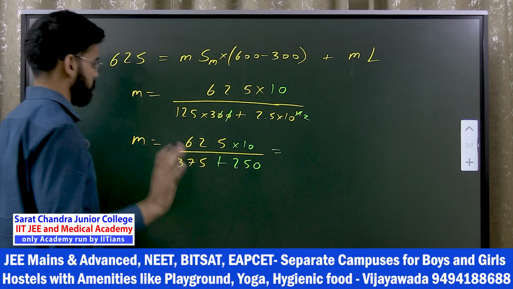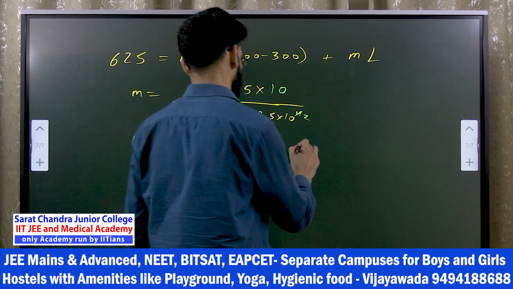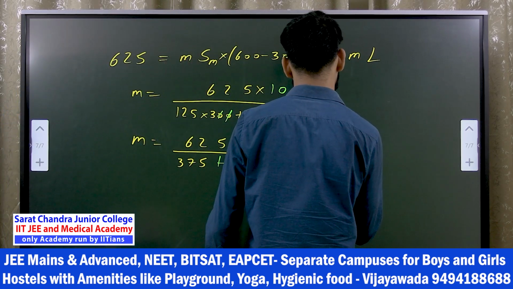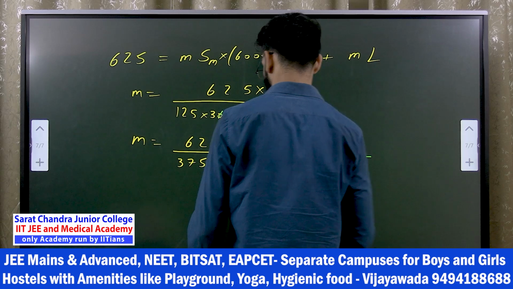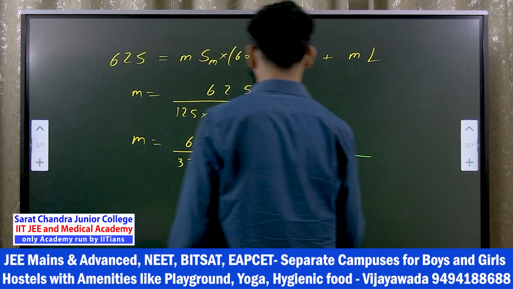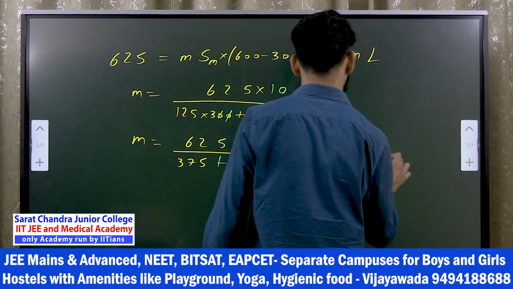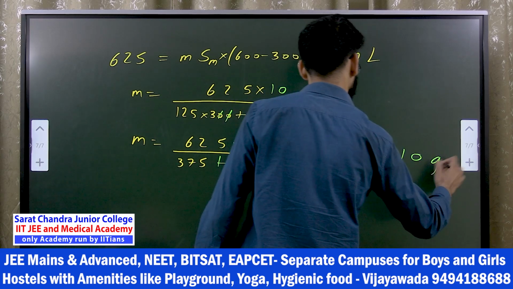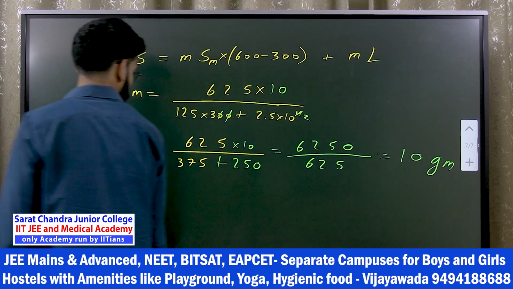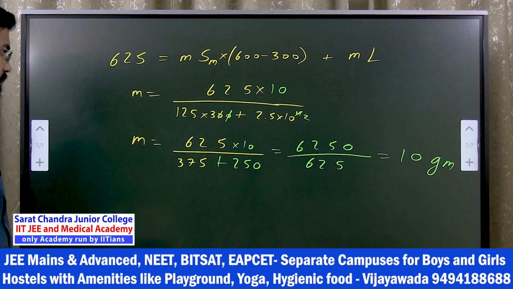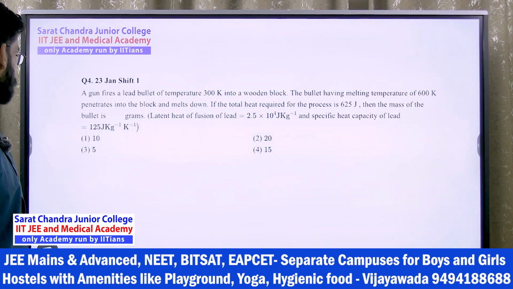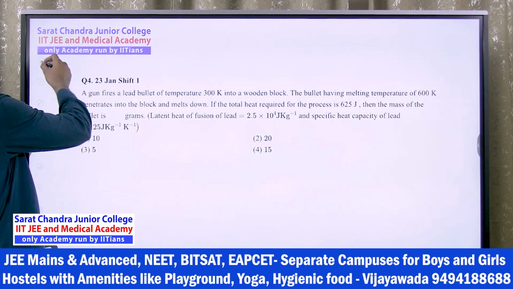Calculation mistakes should not happen. That's the most important thing. So 625 and this is 375 plus 250, that is 625, right? This will come to 10. Okay, the answer is 10 gram. So the answer is 10 gram, first option. Okay, first option. Now let's see the next question.